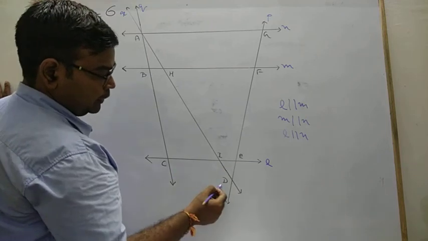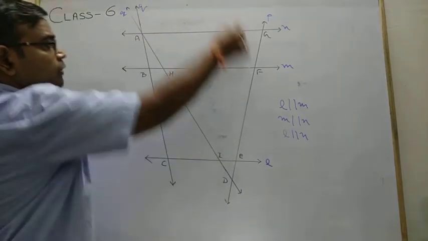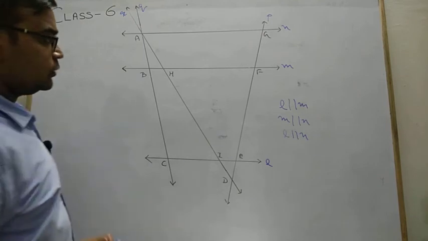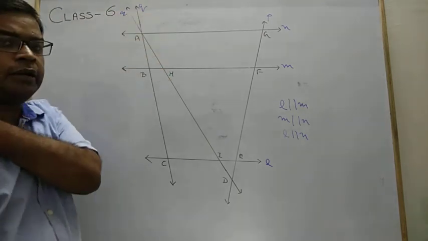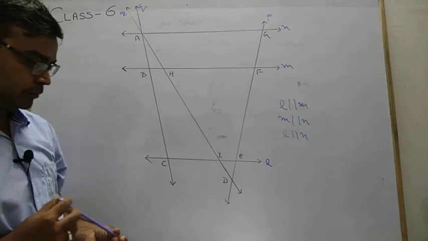At the point D, line P and line R intersect. Likewise, various points are given. At point F, this and this intersect. So you can write down the pairs of lines where they are intersecting.